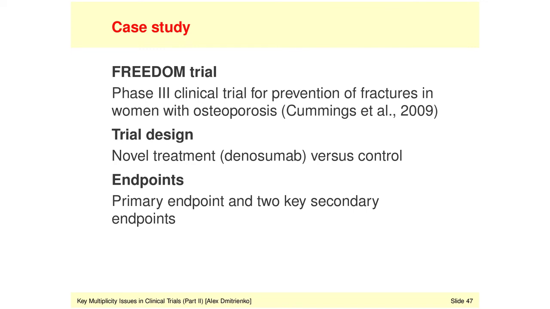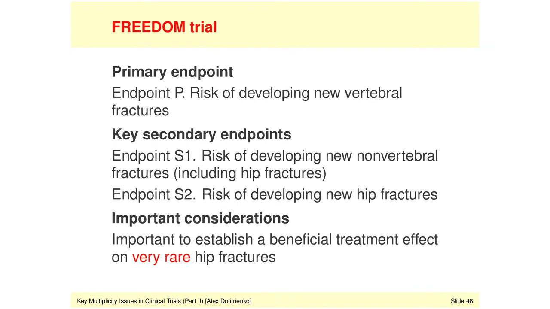The FREEDOM trial is a great case in point, and it will help us understand the reasons why a trial sponsor may be interested in shifting focus from the primary endpoint to one of the supportive secondary endpoints when running a sample size calculation. This trial was conducted to evaluate a novel treatment, denosumab, for the prevention of fractures in women with osteoporosis. There were 3 endpoints in this trial, a primary endpoint and 2 secondary endpoints that provided supportive evidence of effectiveness. The primary endpoint and secondary endpoints are defined on the slide.